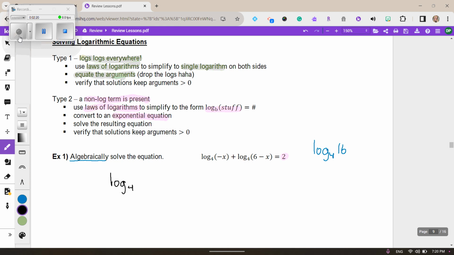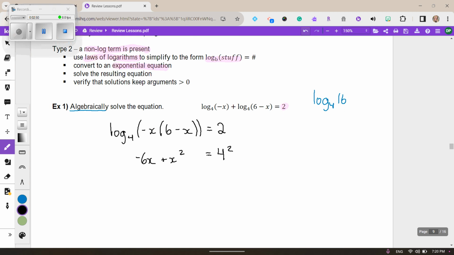So negative x is going to be multiplied by x, equals 2. And now that I have it as a single logarithm, I'm going to convert it. Remember, my base 4 kicks over to the other side, which pushes up the 2. And on the left-hand side, I'm left with negative x squared, oh, let me rewrite that there, negative 6x. Okay, so 4 squared, that's 16.